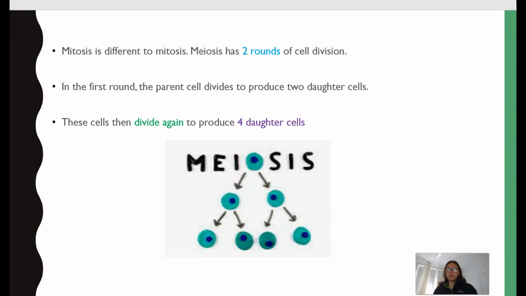So as I said, meiosis is similar to mitosis in that it's a division of cells, but it is also different. And the big difference occurs where meiosis has 2 rounds of cell division. So in our first round, the parent divides, similar to mitosis, to produce 2 daughter cells. So then these cells divide again, so there's the second round of division to produce 4 daughter cells. And each one of these daughter cells, unlike mitosis where they were identical, because we're wanting them to be identical, if we're reproducing skin cells, we want more of the same. In this case, they're not identical.